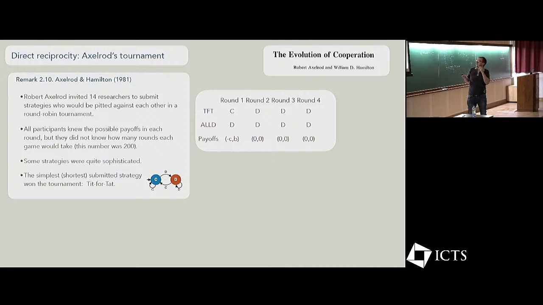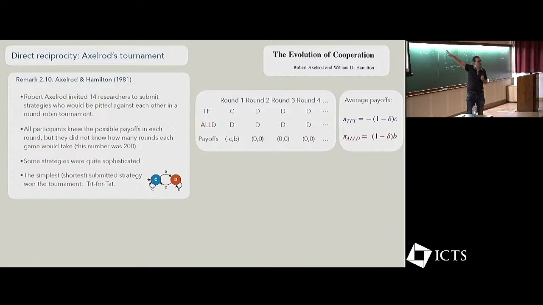And so on. So the average payoff, according to the formula that I gave you in the beginning, if you assume some discounting, is that all D gets a payoff of (1 minus delta) times B, and tit for tat gets a payoff of minus (1 minus delta) times C.